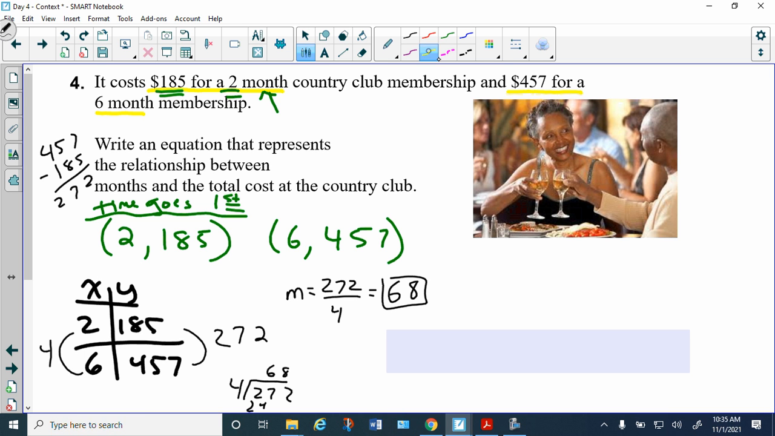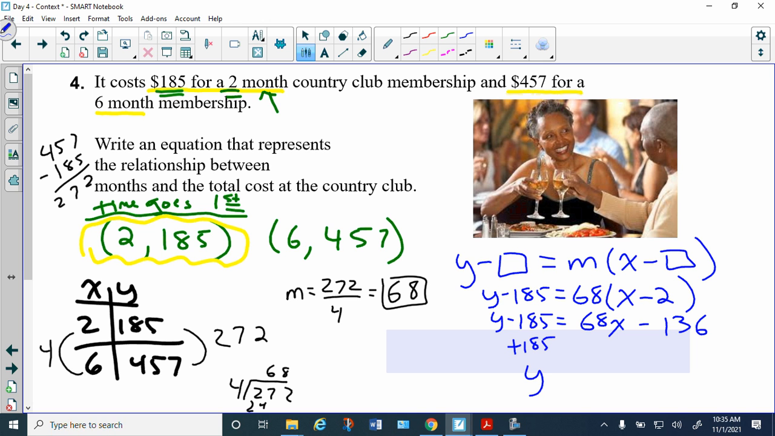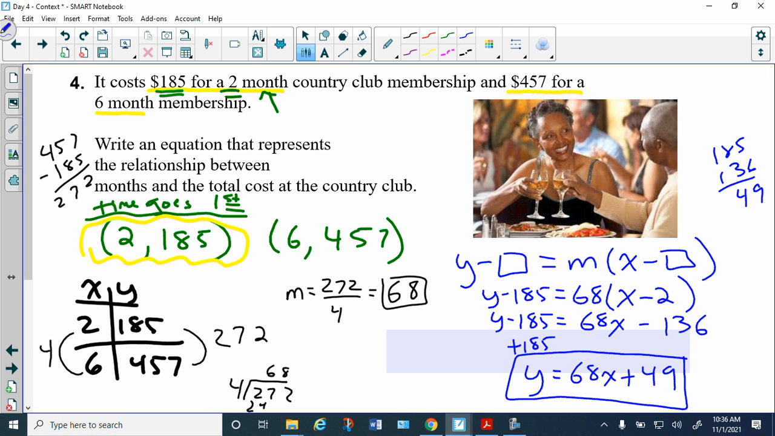I'm going to pick this point just because it's a little bit smaller. And so next thing I'm going to do is put it all into my y minus my box, so my point slope. And so I'll have y minus 185 equals 68 times x minus 2. And then, oh my gosh, I'm going to just be tortured, aren't I, doing this math in my head. So that's going to be 16, carry the 1, 136. We'll add 185. 185 minus 136. Well, 15 minus 6 is 9. So 8 minus 3 is 4, 49. So hopefully that's right. If I made a mistake, you've caught it already, but hopefully I didn't.